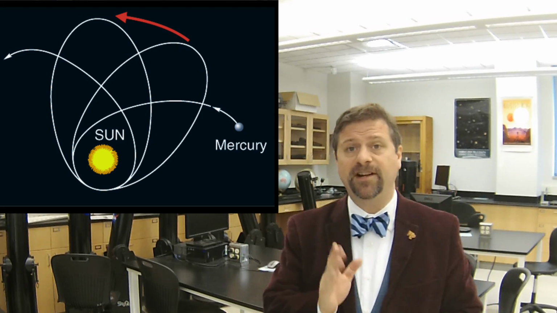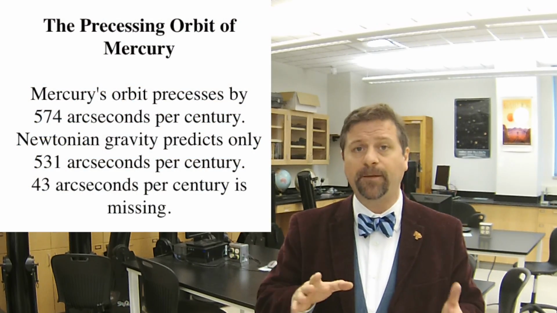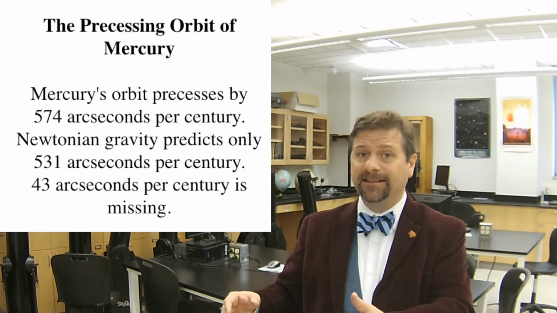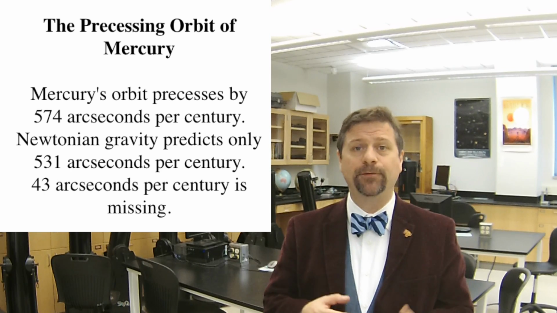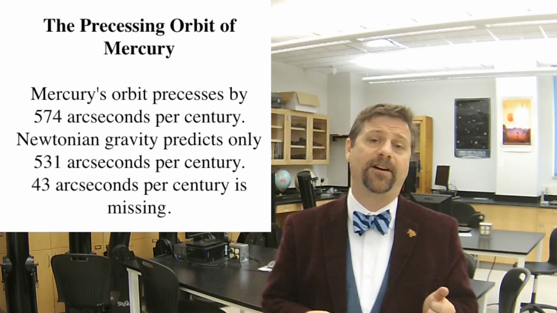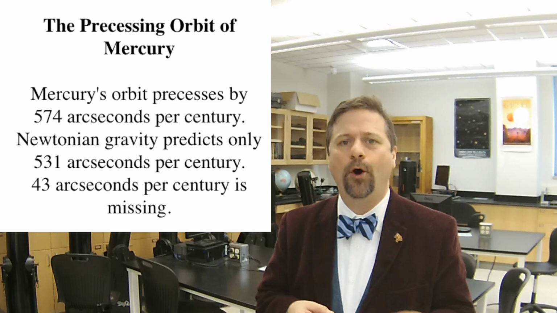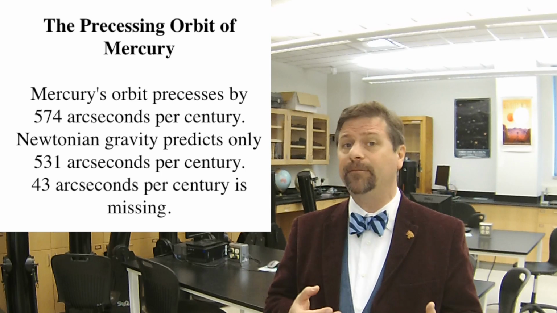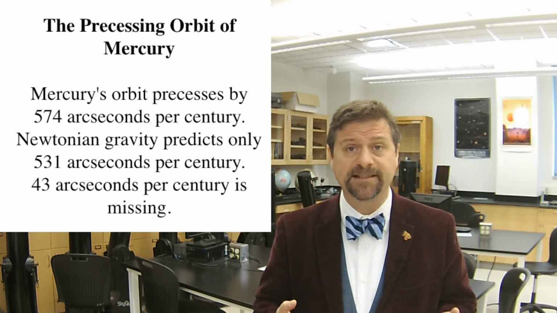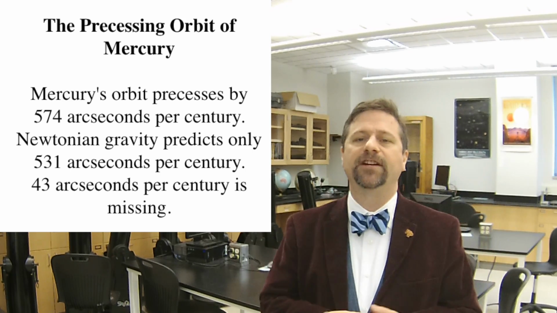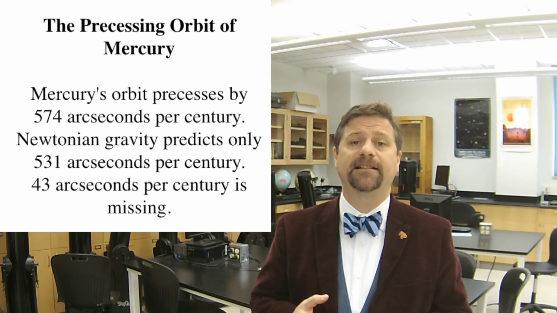So the position of the nearest point to the sun changes by 531 arc seconds, which is an angular measurement, per century. Now, here's the problem. Newtonian mechanics doesn't predict the actual value. The actual value is 574 arc seconds. So there's 43 arc seconds, almost an arc minute, a significant portion of a degree, almost 1/60th of a degree, that is lost, that Newtonian mechanics cannot predict.